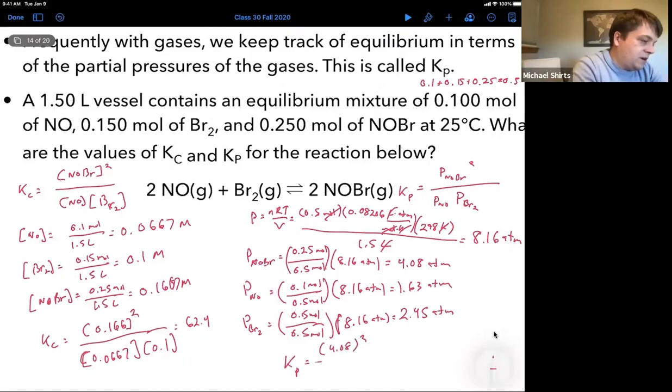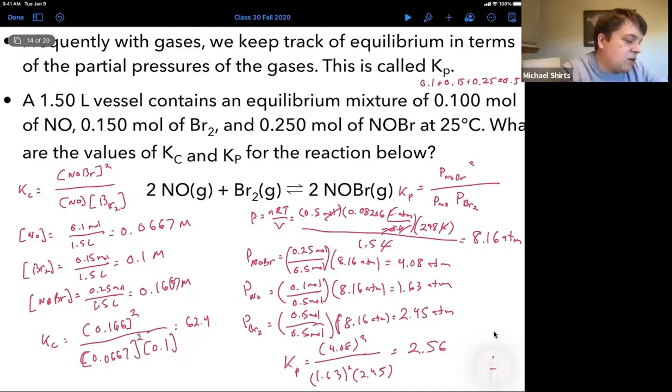4.08 squared over 1.63 squared times 2.45. Oh, I forgot a square over here. There we go. That gives us 2.56. All right, so we have a Kc of 62.4 and a Kp of 2.56.